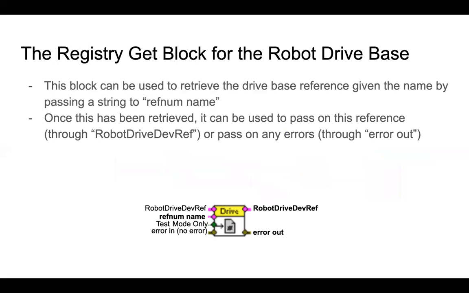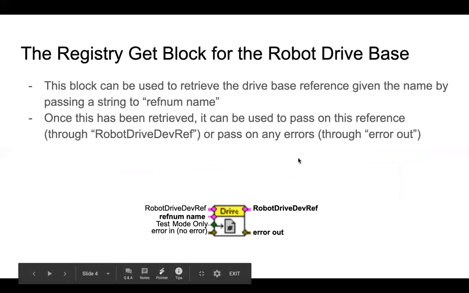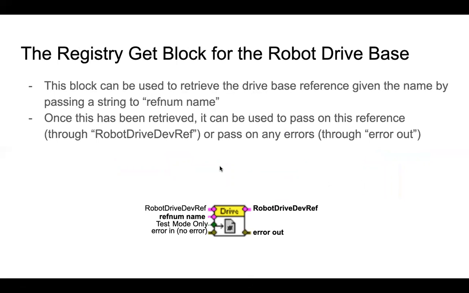Alright, so now for some Drivebase blocks. This over here is the registry Get block, and it is used to retrieve a Drivebase reference in similar ways as you had seen in the previous slides with the joystick and the motors. You retrieve the reference by passing in the name through here, and you can retrieve the reference as output through here.